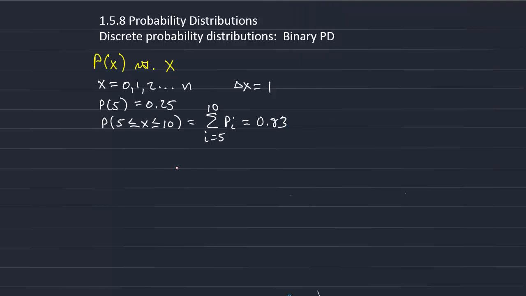And what's the probability of all possibilities? What's that probability? Well, if you're thinking 1, then you're correct, because the probability of all possibilities is always defined as 1. So those are properties of discrete probability distributions.